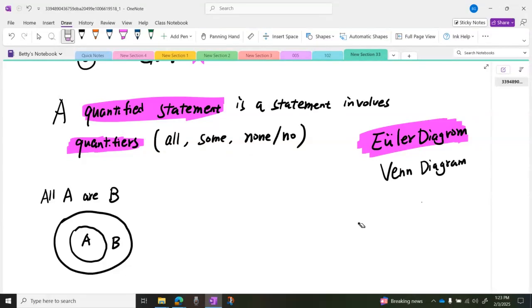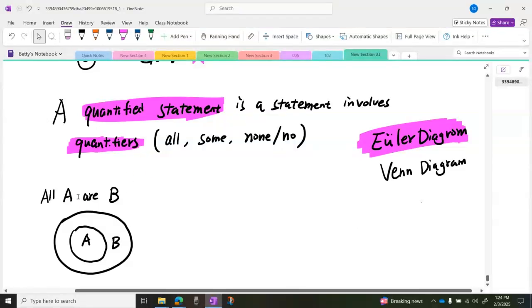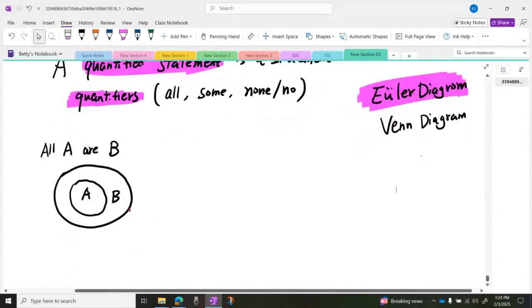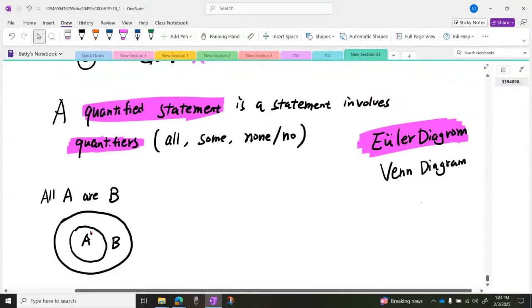We use an Euler diagram to study statements. Of course, the statements involve sets. For example, this one involves 2 sets, so we have 2 circles. Circle A represents set A, circle B represents set B. This statement says all A are B. For example, all women are human beings. That is a true statement, right? It is correct. It's a fact.